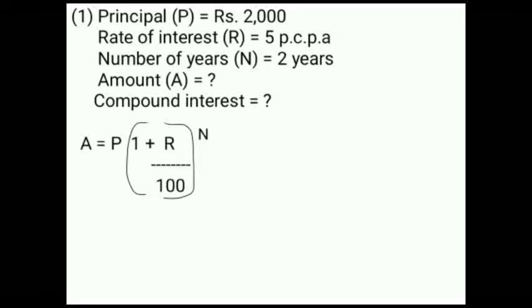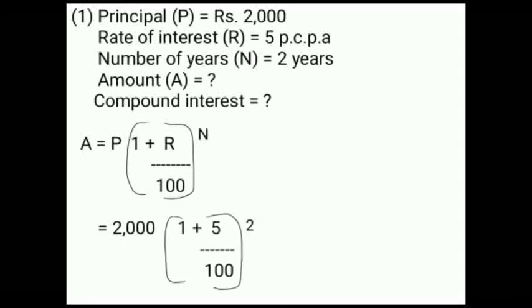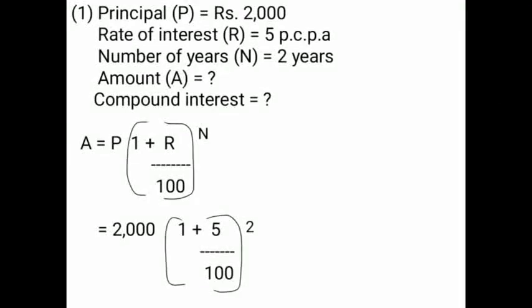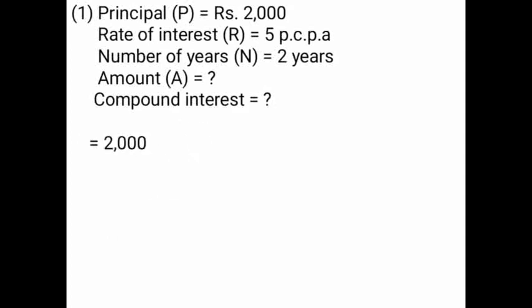That is equal to principal is rupees 2000 in bracket 1 plus rate of interest is 5 upon 100 raised to number of years is 2. Next step, you have to do the cancellation of numerator 5 and denominator 100 in the bracket. That is 5 ones are 5, 5 twenties are 100. That is equal to 2000 in bracket 1 plus 1 upon 20 raised to 2.